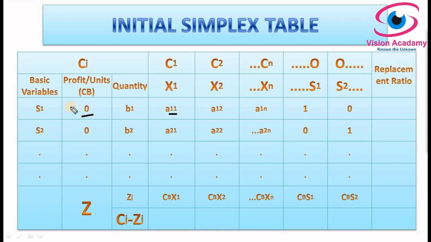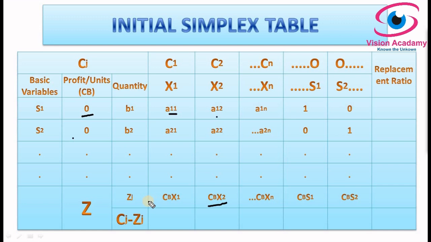Say for example 0 into this plus 0 into this plus 0 into this, and so on. You will go on like that. If you want this x1 value, 0 into this and 0 into this plus 0 into this, you will get this value. If you want x2 value, 0 into a12 plus 0 into a22, you will get this value. So this is how you will find the values of this Zj.